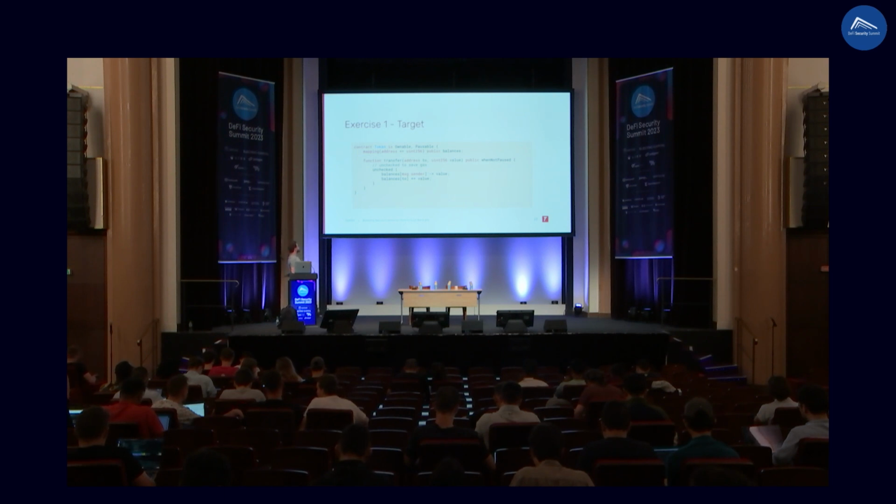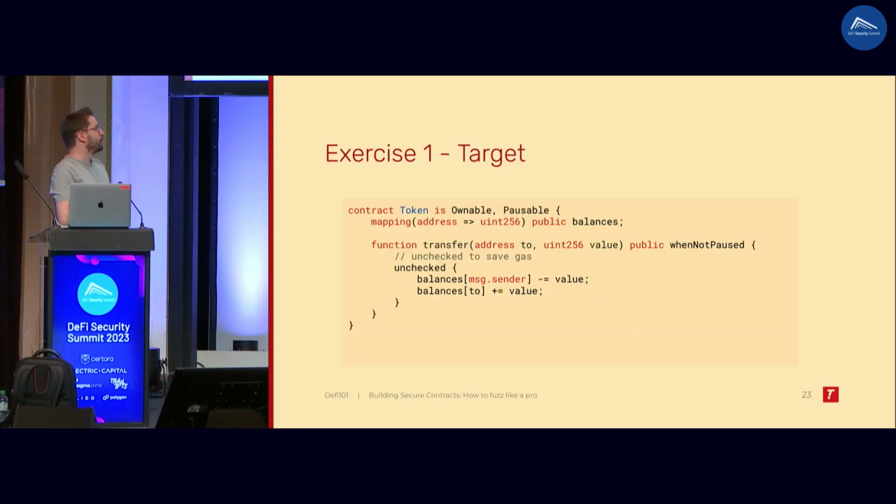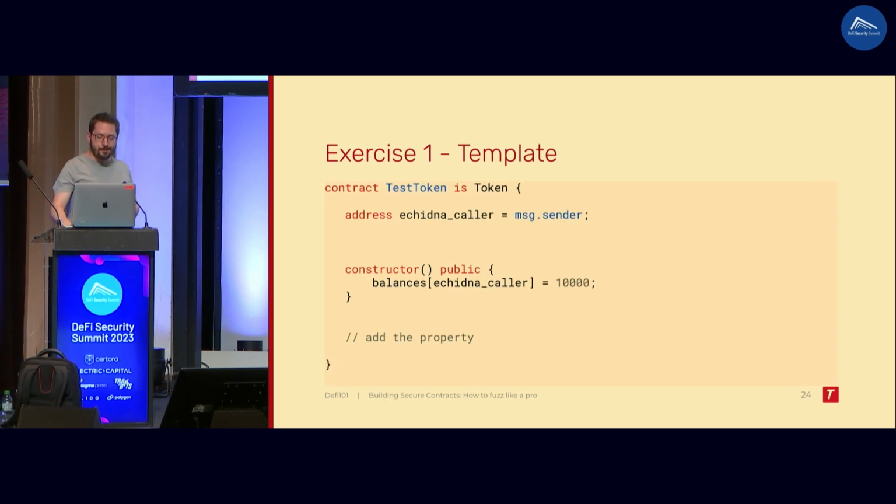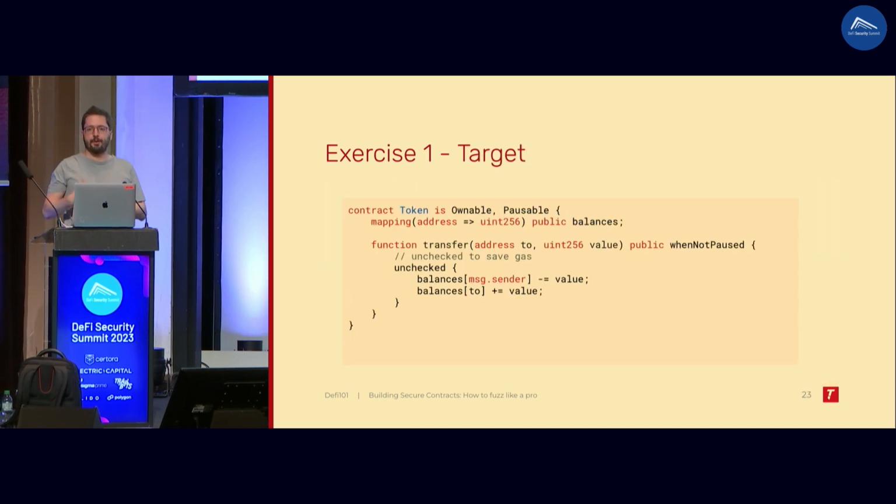Okay, so for the first exercise, this was a token. I'm assuming you can see, just by looking at the code, that there is an obvious bug here. We are using unchecked on the arithmetic operation, so there is no overflow protection. As a result, you can easily do an underflow when you transfer the funds. But how can you, without even looking at the code, try to find this type of bug?